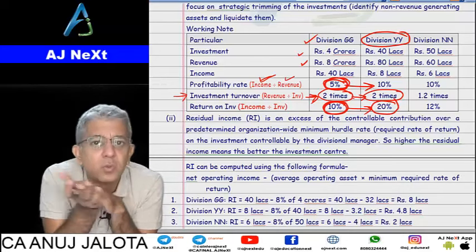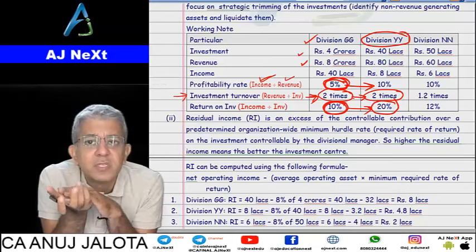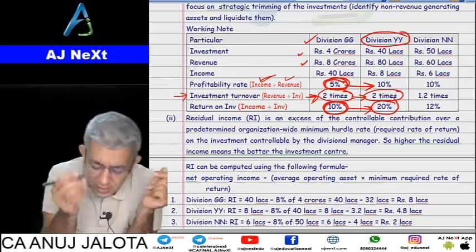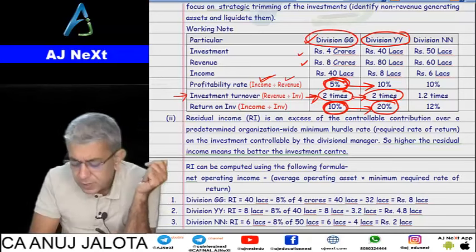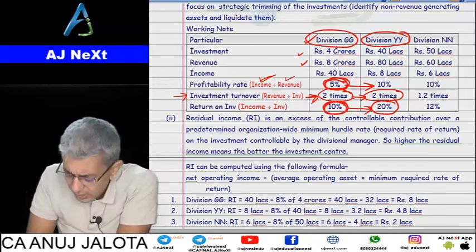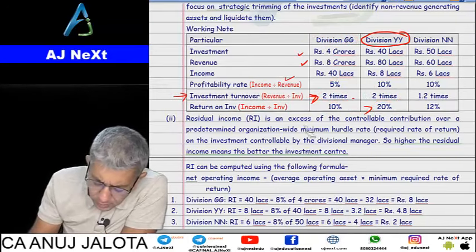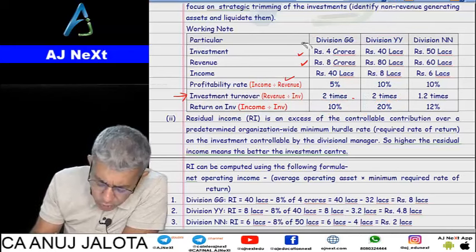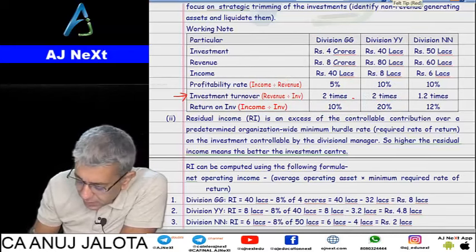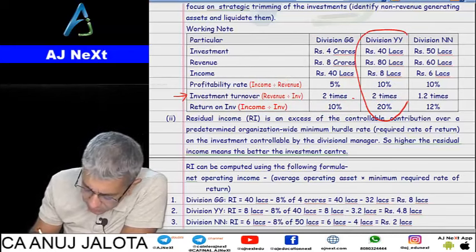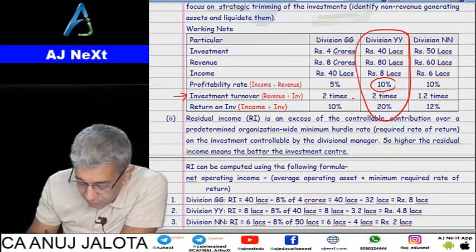The moment you cut down the cost, your income will start increasing and this ratio will become okay. That's it about division GG. Then division NN. Even this division NN, I'm going to be comparing with division YY only. What is the same? Our profitability ratio is the same.